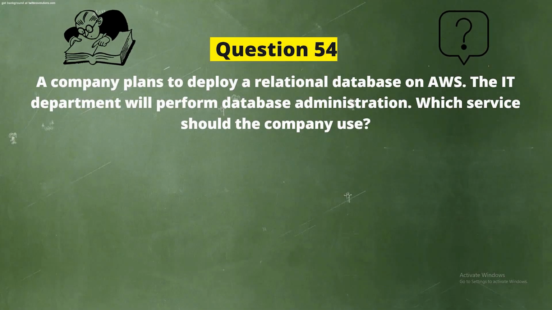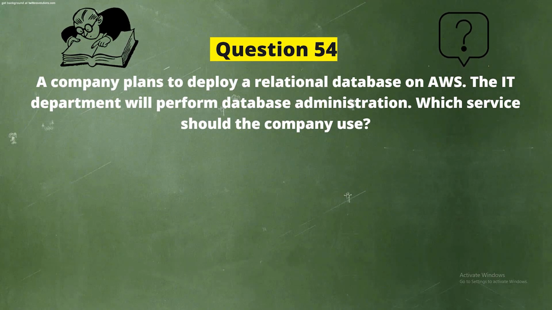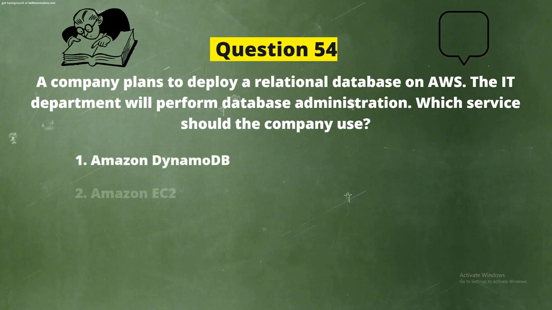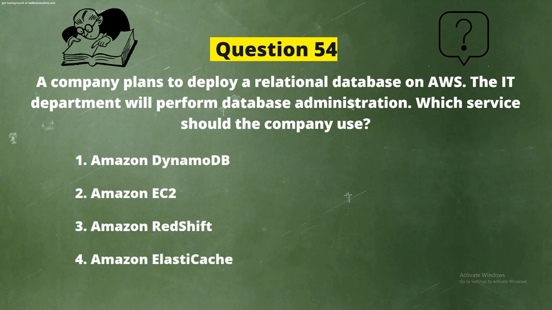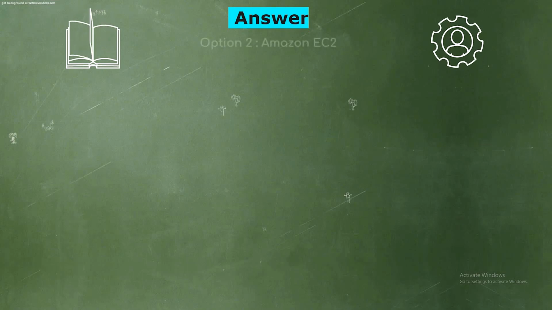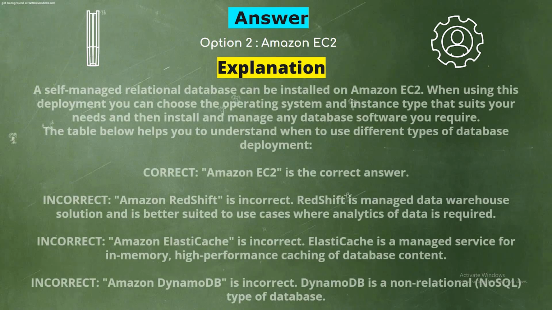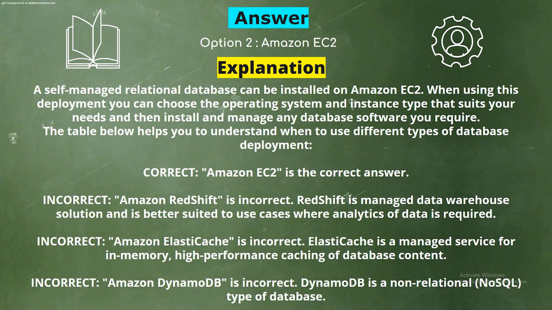Next question. A company plans to deploy a relational database on AWS. The IT department will perform database administration. Which service should the company use? And the options are: Option 1. Amazon DynamoDB. Option 2. Amazon EC2. Option 3. Amazon Redshift. Option 4. Amazon ElastiCache. And the correct answer is Option 2. Amazon EC2.